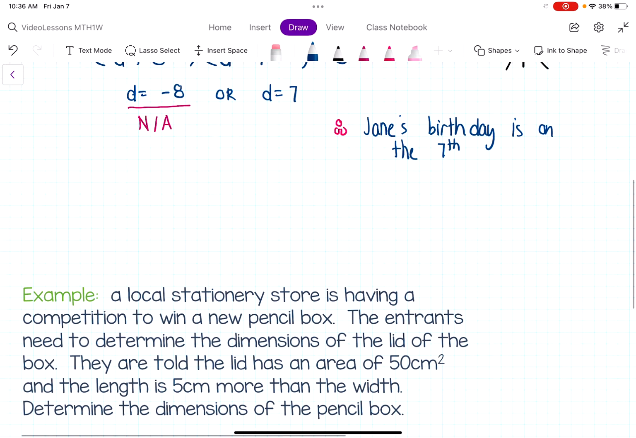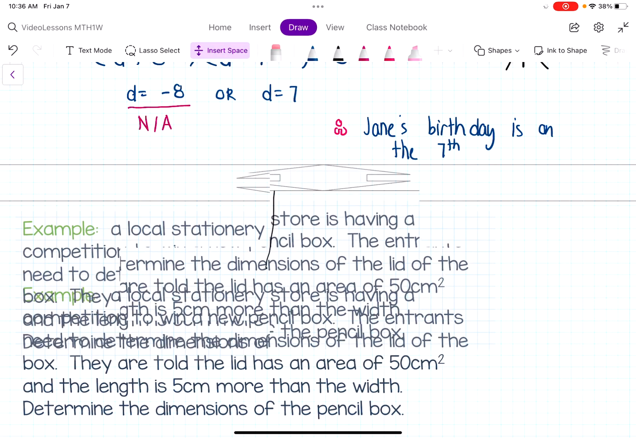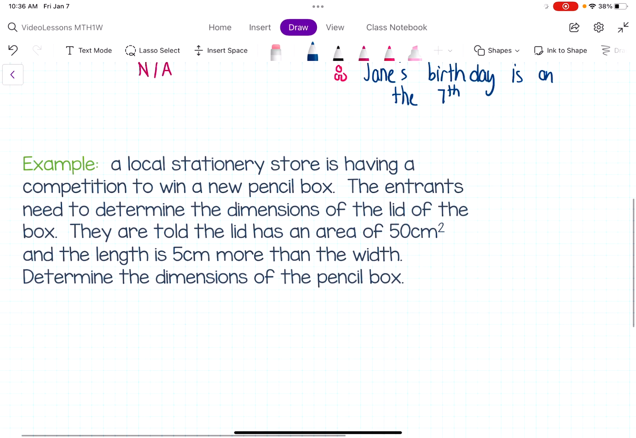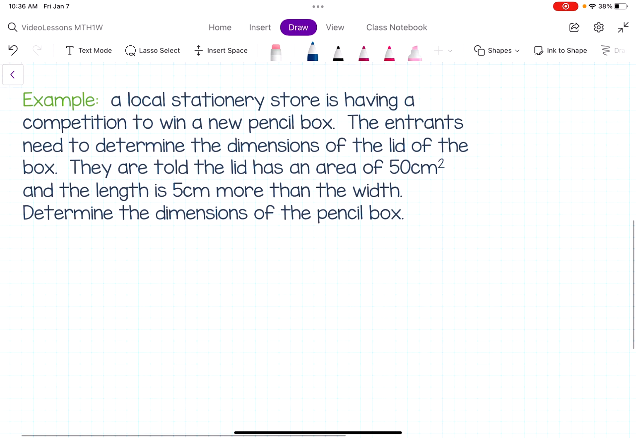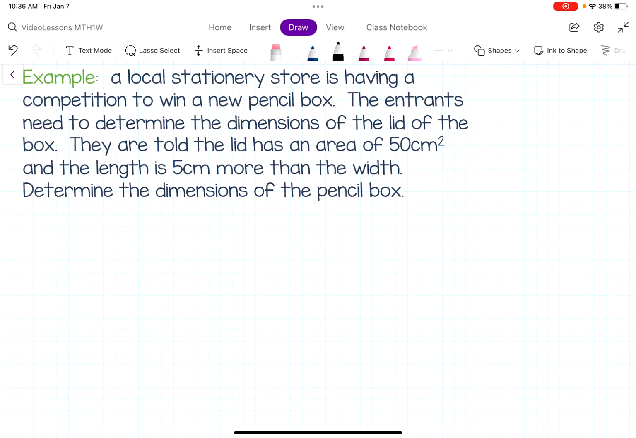Okay, now we are going to do another one. A local stationery store is having a competition to win a new pencil box. The entrants need to determine the dimensions of the lid of the box. They are told the lid has an area of 50 square centimeters and the length is 5 centimeters more than the width. So a lot of words here. We want to know the dimensions of the box. We are given the length in terms of the width. So I'm going to say let W equal the width.